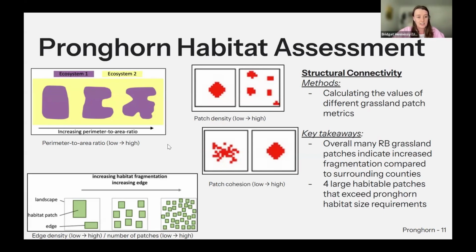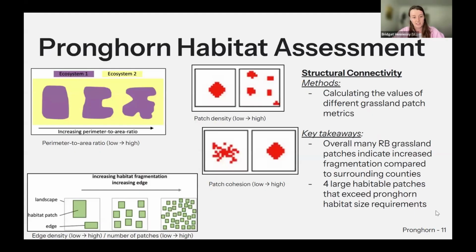Edge density is this green diagram. It's similar to perimeter area ratio, but it's looking at the amount of patch edge compared to the entire landscape. So the amount of transitions that a species would have to go through across the entire landscape. A low edge density is good because it means fewer boundaries to cross, which usually indicates less broken up patches. And this green diagram can also show another metric, number of patches, which is just a count of how many contiguous patches or islands of grassland there are.